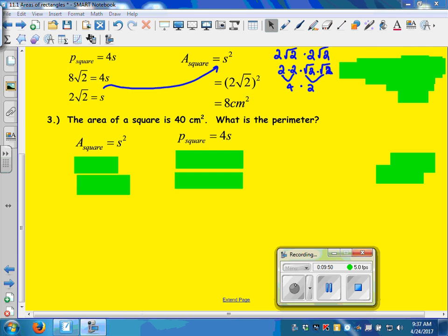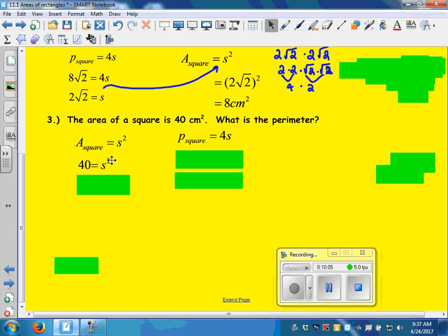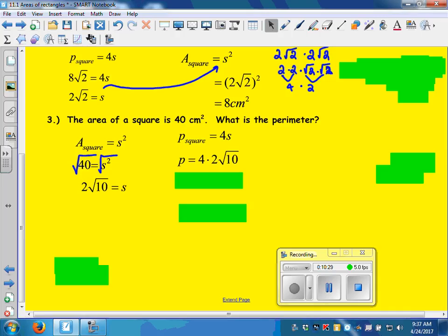Number 3, the area of a square is 40 centimeters squared. What's the perimeter? So once again, you have to calculate the side in order to calculate the perimeter. So the area is the side squared, so I'm going to set that equal to the area, which is 40. And I'm going to solve for a side by taking the square root. So go ahead and reduce that. The largest factor of 40 that's a perfect square is a 4. So it's square root 4 times square root 10, which is 2 square root 10. I'm going to use that answer to calculate the perimeter. So the perimeter of my square is going to be 4 times the 2 square root 10, which is 8 square root 10 centimeters.